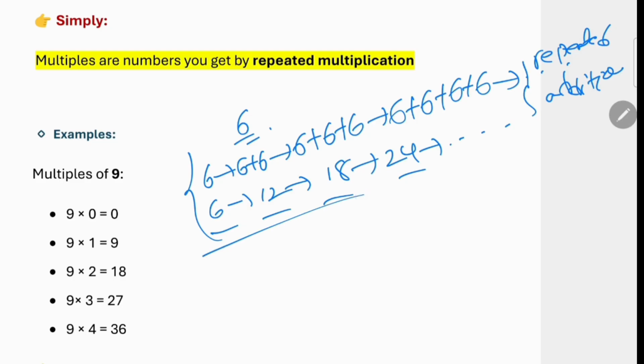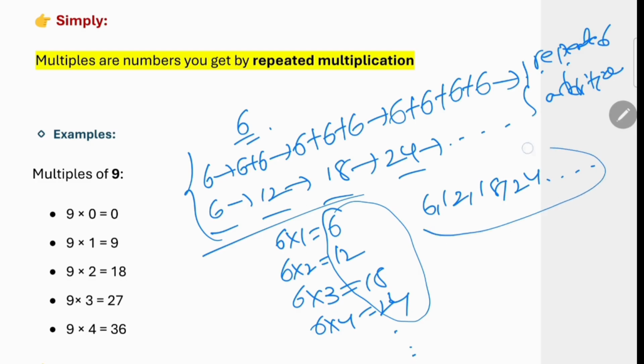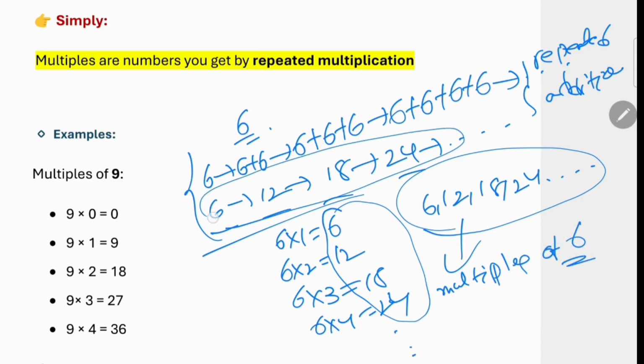Then we draw the 6 table. 6 1s are 6, 6 2s are 12, 6 3s are 18, 6 4s are 24 and so on. Here in the result we get answers 6, 12, 18, 24 and so on. These are called multiples of 6. We get them through repeated addition, and also through table form. So these are called multiples of 6.